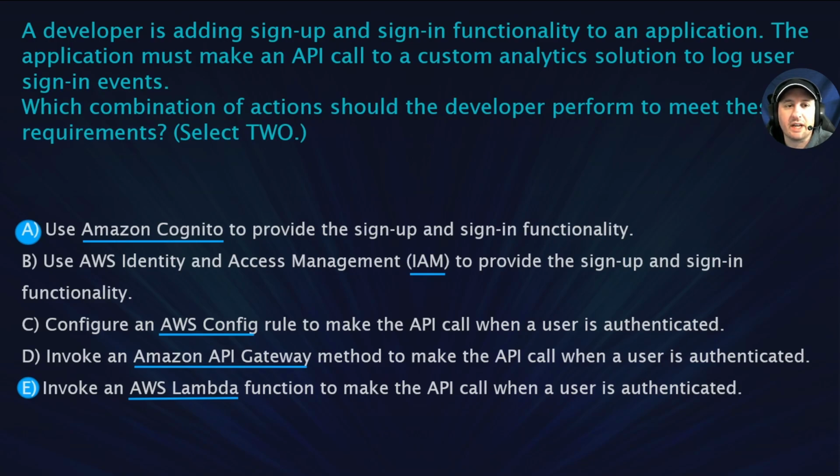But the correct answers are actually A and E combined together. You would have to use the combination of both of them. Using Cognito would provide the sign-up and sign-in functionality that you need, and using a Lambda function to make the API call once the user is authenticated.